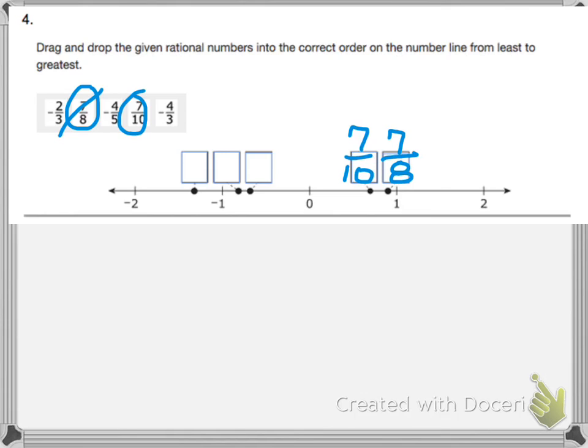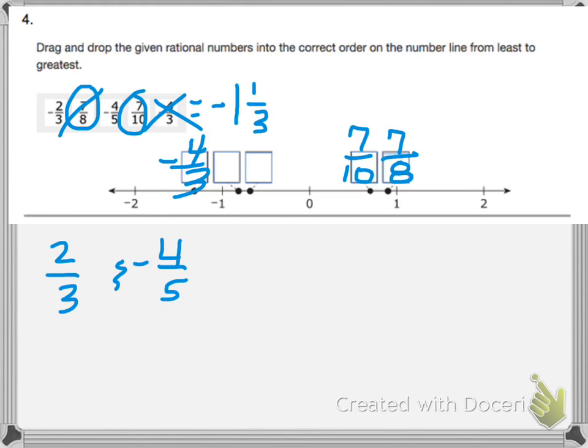All right, now I have 3 choices left: negative 2/3, negative 4/5, negative 4/3. Now one of those is more than, or less than, in this case because it's negatives, negative 1. So negative 4/3 is an improper fraction, so that means we would change it into a mixed number. So if we did that, it would be negative, 3 goes into 4 one time, you have a remainder of 1/3. So the only one that is smaller than negative 1, or should be between negative 1 and negative 2, is negative 4/3.